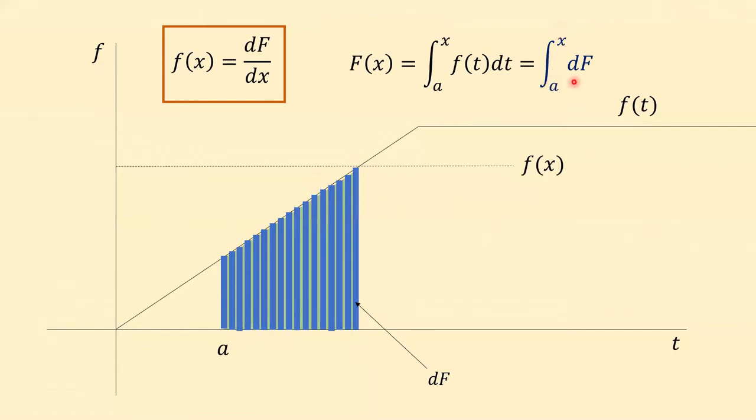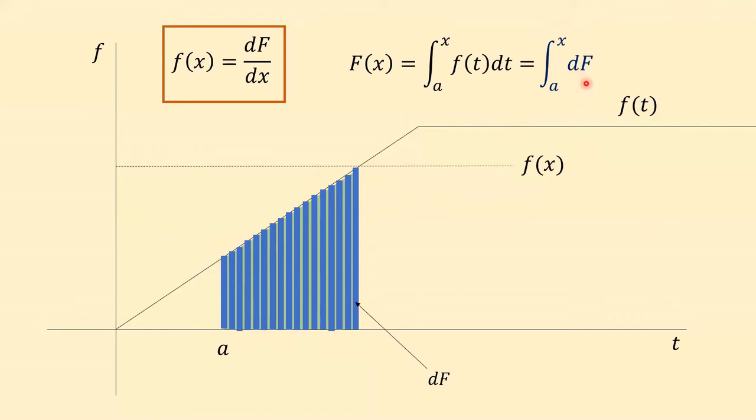Remember, d means change. Every time you add one of these rectangles, you've changed big F by some tiny amount. Big F is the total area under this whole thing. Every time you add a rectangle, you've incremented big F. So just add up all the changes, and that will give you the total area.